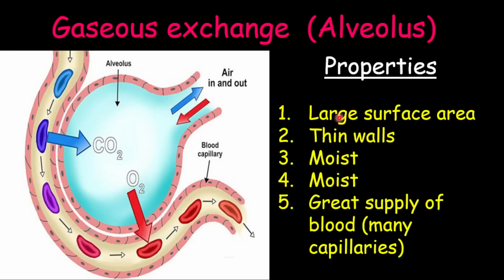So what is important about the structure of an alveolus to make it effective? It has a large surface area for effective gaseous exchange. The walls must be thin so diffusion can take place easily. It must be moist. And also a great supply of blood capillaries. So it's moist, thin, with a large surface area, and a supply of many blood capillaries. And of course you know why, because the blood capillaries will carry the carbon dioxide away and take in the oxygen that they are given. So the gaseous exchange takes place there.